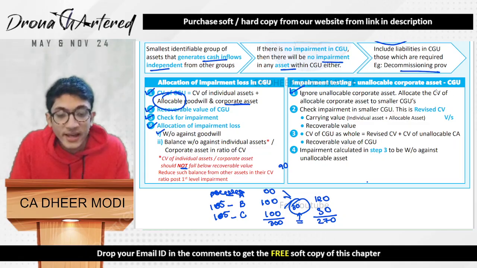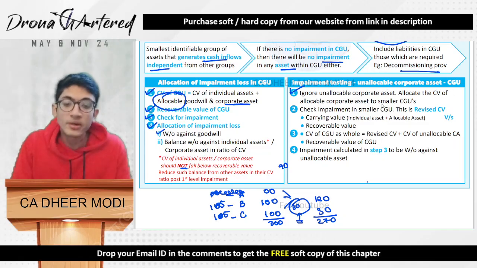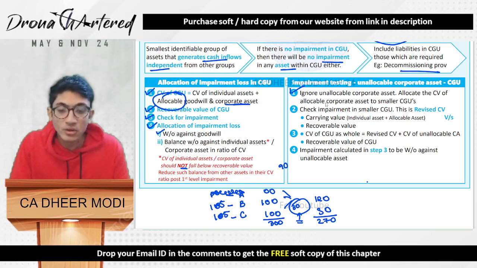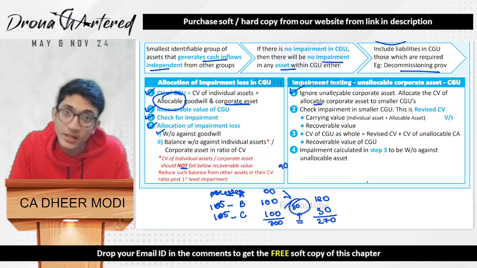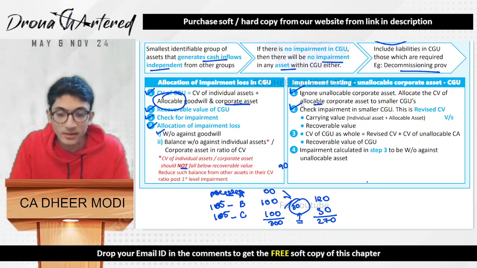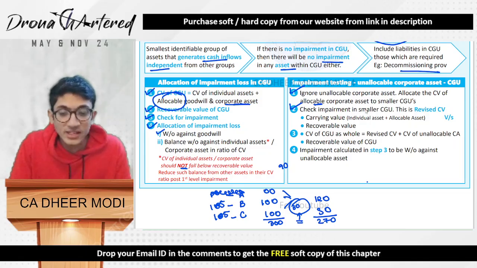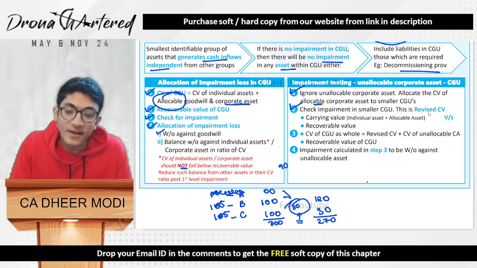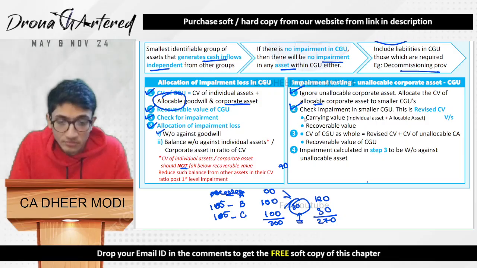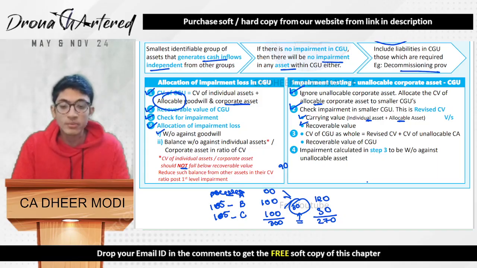You allocate the carrying value of the allocable corporate asset to smaller CGUs. You allocate the carrying value of the allocable corporate asset, but you ignore the unallocable corporate asset. Second, check impairment in the smaller CGU. This is the revised carrying value, that is your carrying value of individual assets plus allocable asset, versus your recoverable value. We have ignored the unallocable asset.